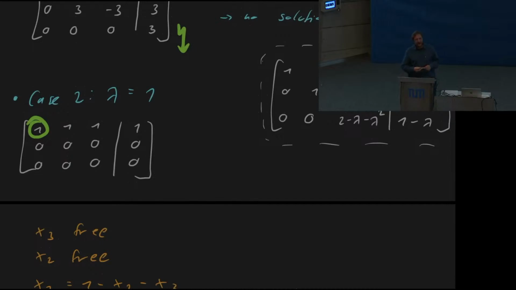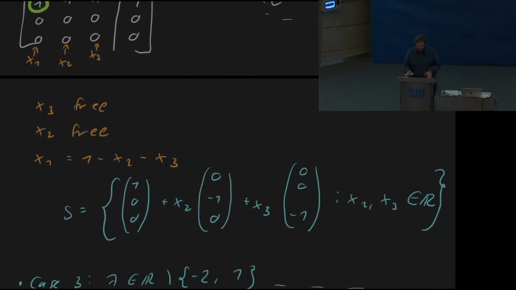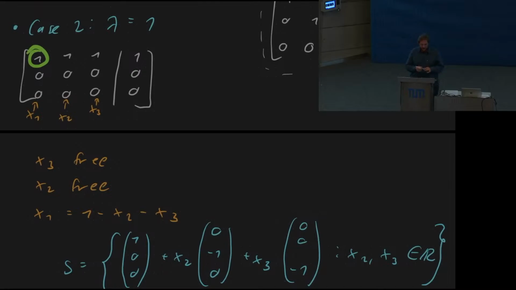And the variables that correspond to columns that don't have a pivot are free variables, right? Here we have x3 that corresponds to this column, x2 corresponds to this column, x1 corresponds to the column with a pivot. So x2 and x3 are going to be free variables because there's no pivot in those columns. That means we can choose whatever value we want. We always get a solution. And the only thing we have to do is take this first equation and solve that for x1, right? And doing that, use this expression here.